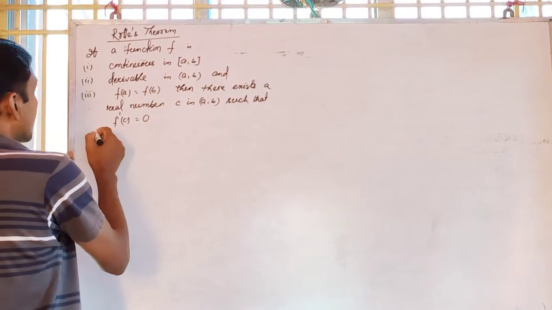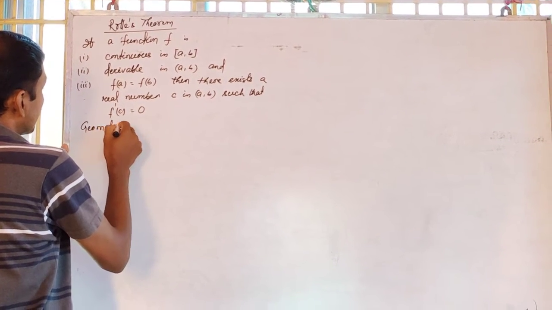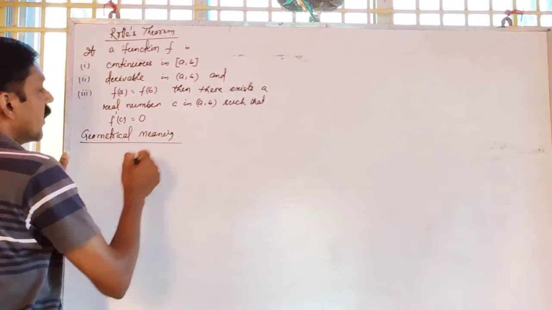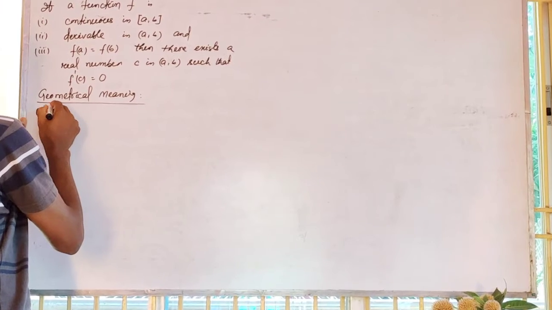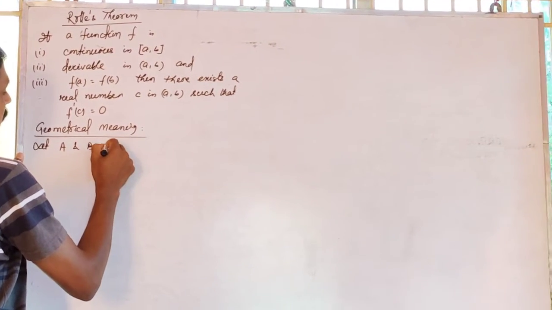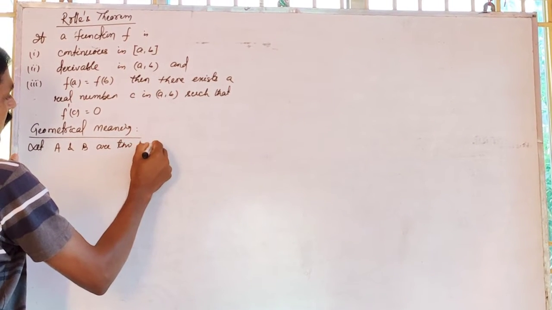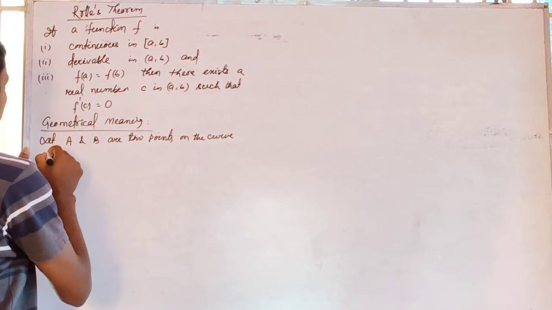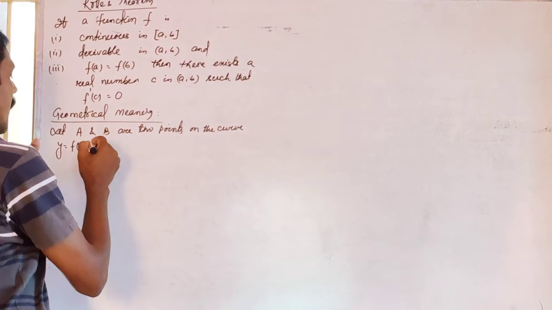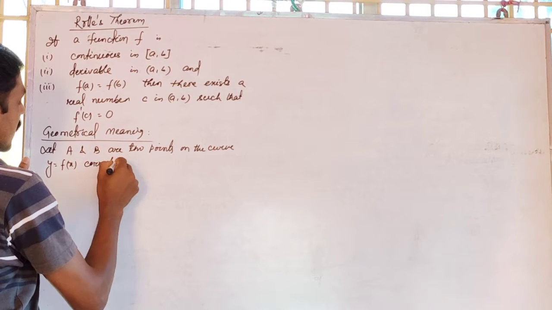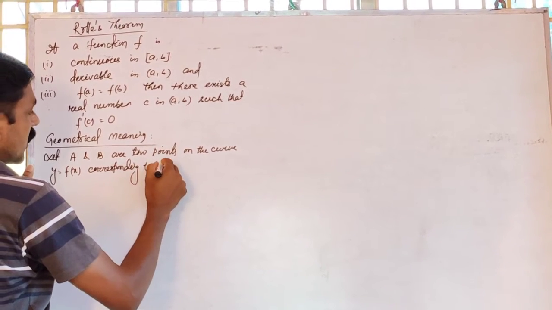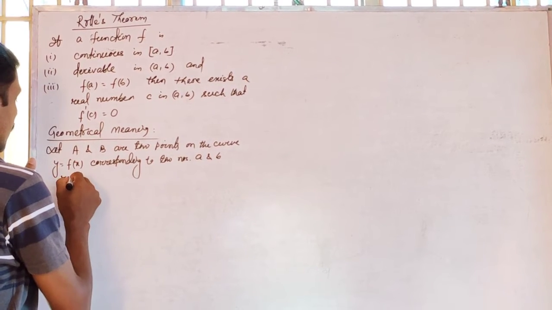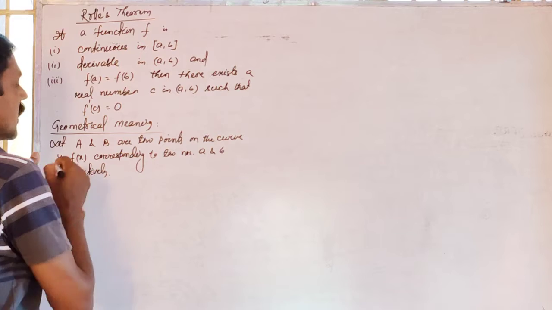Okay. Now what is its geometrical meaning? The geometrical meaning of Rolle's theorem is: suppose A and B are two points on the curve y equal to f of x corresponding to two numbers a and b respectively.